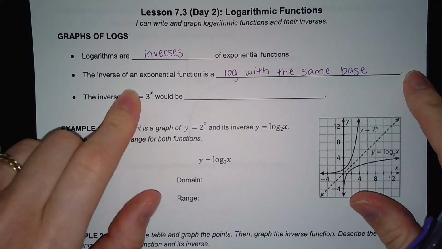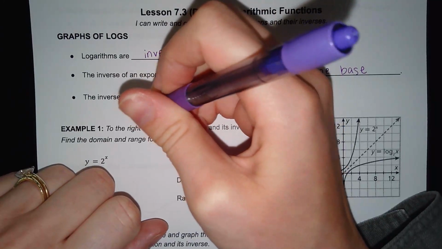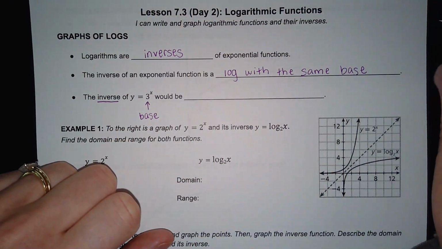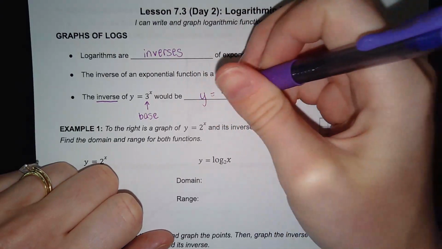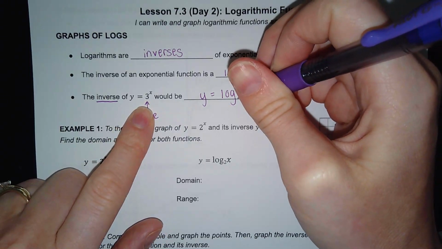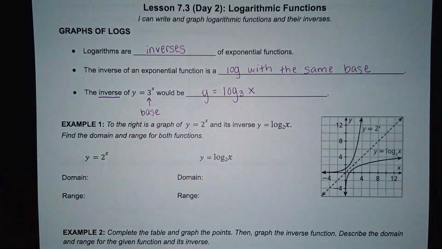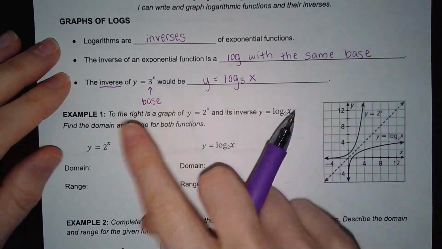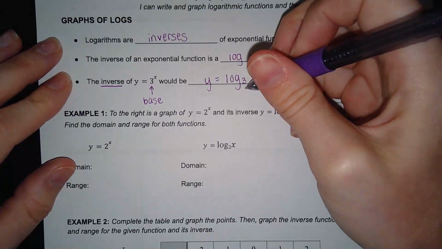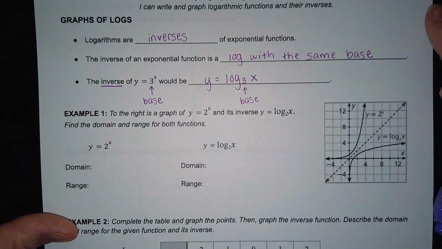So we have this exponential equation here. The base of this exponential equation would be 3. So if we wanted to find the inverse of that equation, we know the inverse would be y equals, and it's going to be a log with the same base. So if the base is 3, this log will also have a base of 3. So what we see here is this exponential equation would be the inverse of this logarithm and vice versa. So again, this has a base of 3, and we can see that those bases are the same.